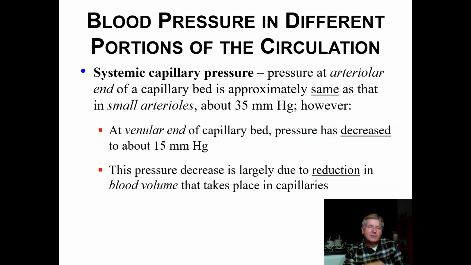Your systemic capillary pressure is the pressure at the arteriolar end of a capillary bed. It's approximately the same as that in the small arterioles, which is about 35 millimeters of mercury. At the venule end of a capillary, the pressure drops to 15. And that pressure decreases mainly due to the reduction in blood volume because water is filtering out of the capillaries into the tissues.